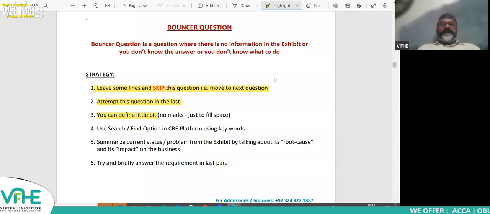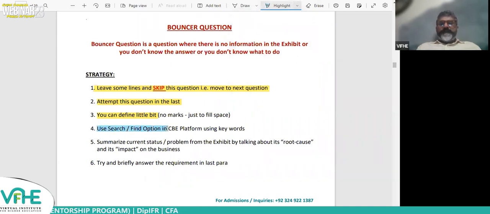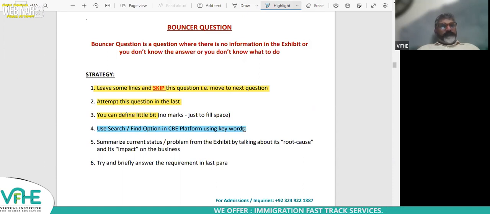Or if it's a question on disruptive technology, you can talk a little bit about what disruptive technology is, just to fill some space. This next point is very important. Use the search find option in the CBE platform using keywords. Do you know there is a search option on your CBE platform? For each exhibit, there is a search option, so you can go to each exhibit and search for keywords.